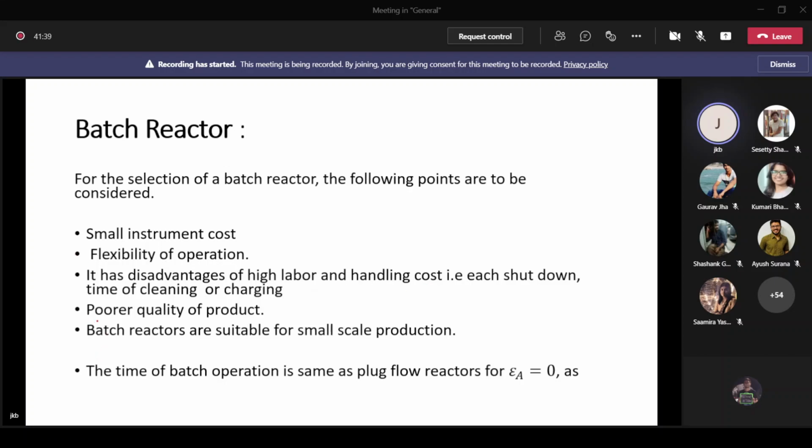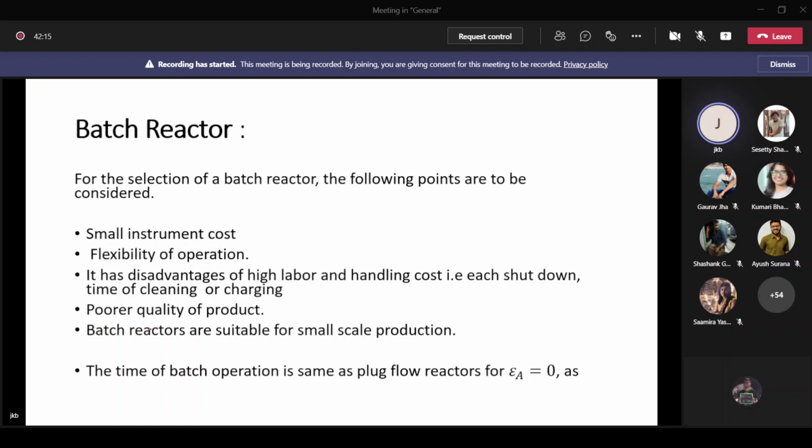And the fourth point is, if you compromise with the quality of the product, you can go for a batch reactor. In a batch reactor the quality of product will be poor. Poorer quality of product will form. And batch reactors are suitable for small scale production. Already I have mentioned, for a low capacity plant we can choose a batch reactor. So considering all these 5 parameters, we can choose a batch reactor for the process.